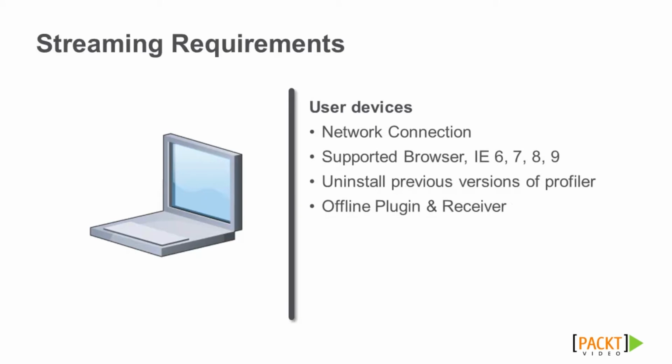The user devices must meet the following requirements: a network connection to the server farm, such as a network interface card, a supported browser, such as Microsoft Internet Explorer, and to stream Microsoft Office 2007 or 2010 programs, be sure to install the .NET framework, manually uninstall any previous versions of the streaming client and program neighborhood agents on the user devices, and to ensure availability of the features and functionality of XenApp or Windows Server 2008 R2 to your users, install the offline plugin and the most recent version of the Citrix Receiver, which includes the online plugin.